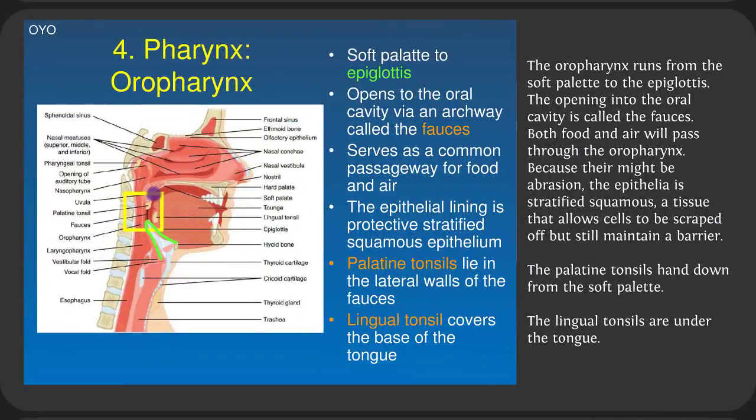The oropharynx runs from the soft palate to the epiglottis, shown here in green. The opening into the oral cavity is called the fauces. Both food and air will pass through the oropharynx. Because there might be abrasion, the epithelia is stratified squamous, a tissue that allows cells to be scraped off but still maintain a barrier. The palatine tonsils hang down from the soft palate, and the lingual tonsils are underneath the tongue.